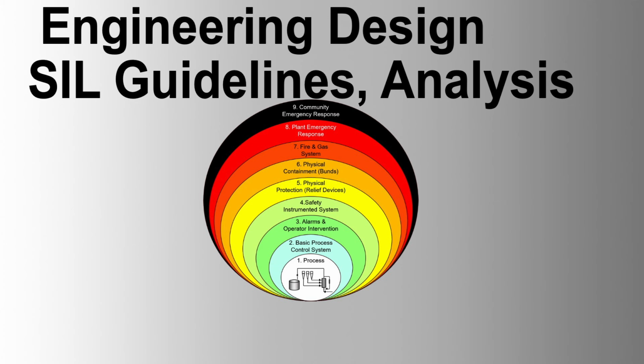Proof test coverage, PTC. The effectiveness of proof tests in revealing undetected failures. Mean time to restore, MTTR. The average time taken to restore the SIS to its operational state after a failure has been detected. This includes repair time and any delay in initiating repairs.